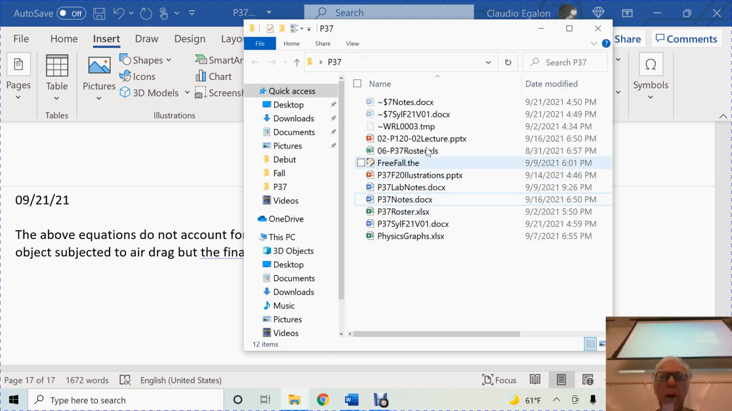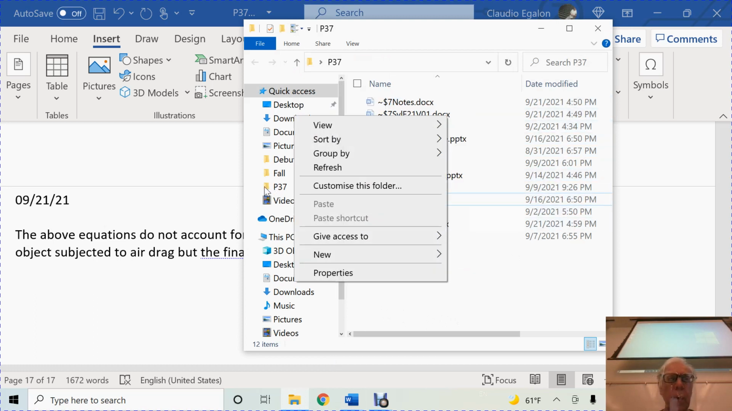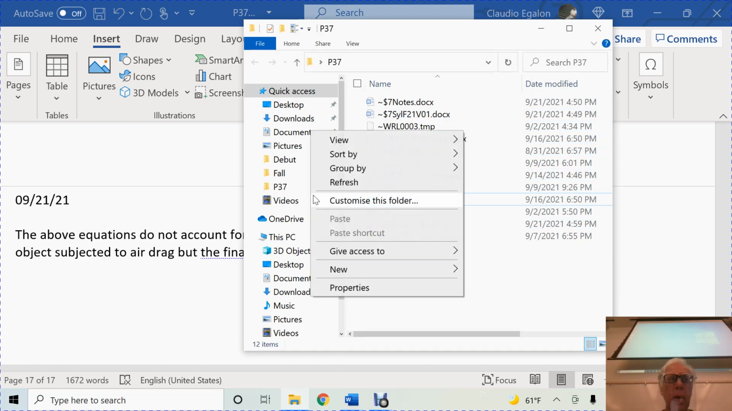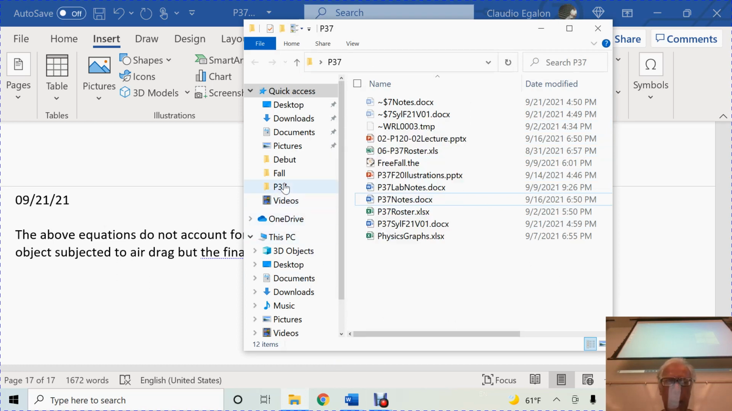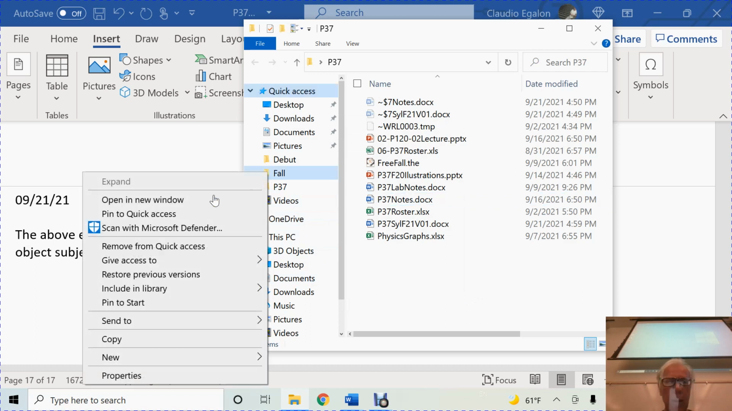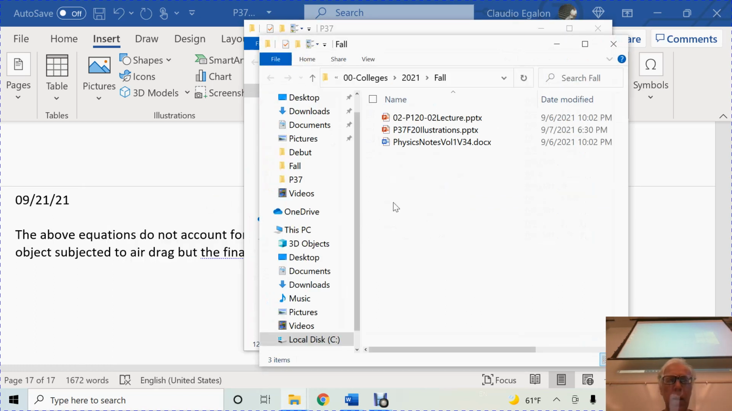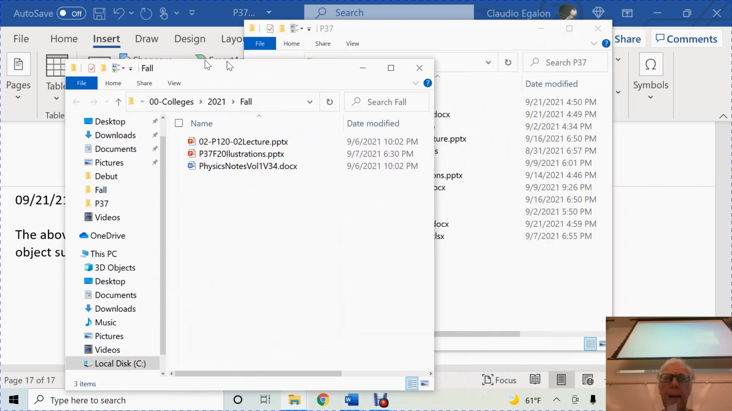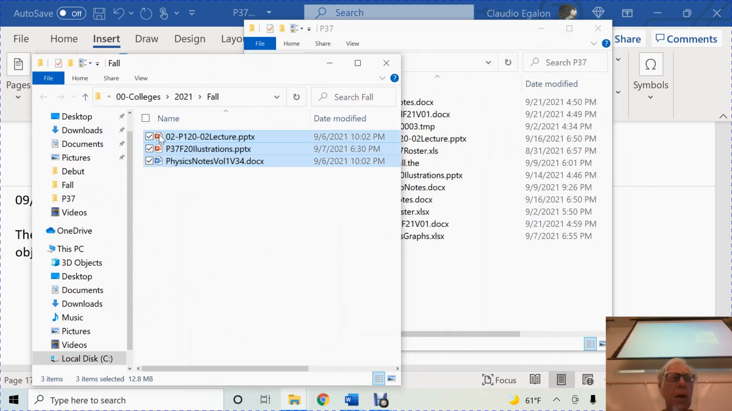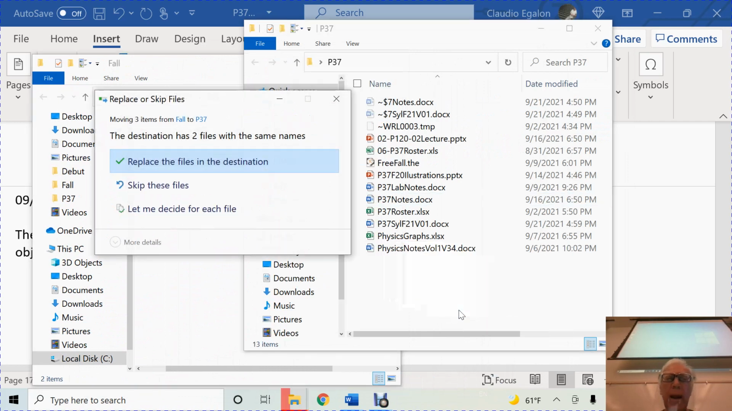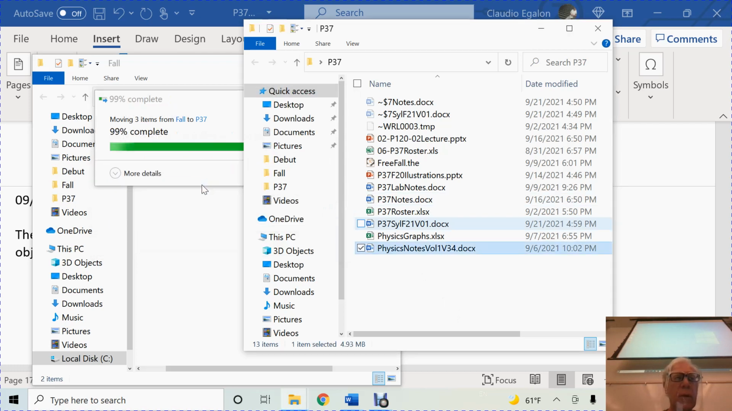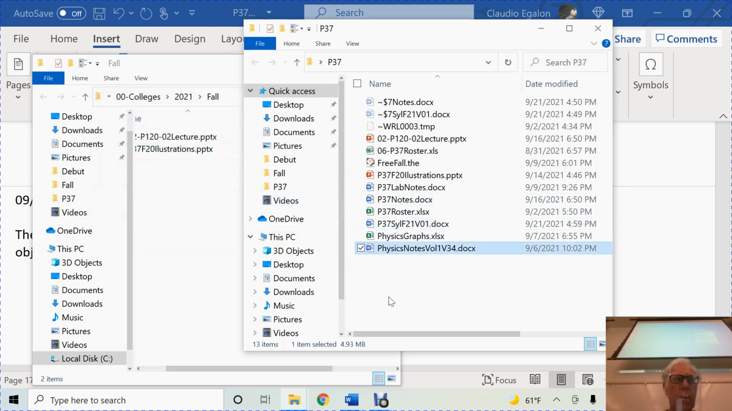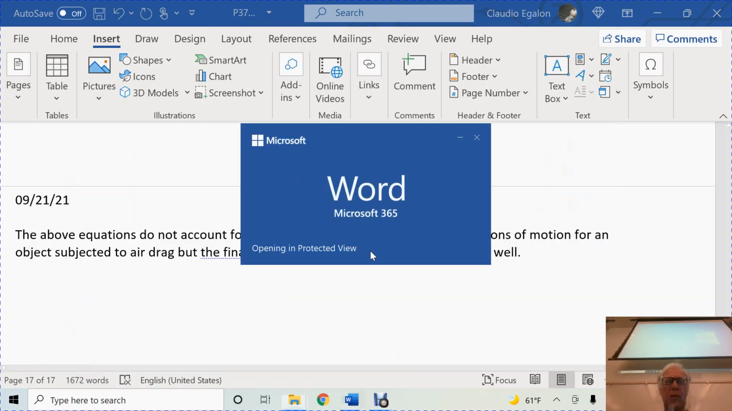So let's see. I want to get this guy here. All those 3, I'm gonna drag right in here. Replace file destination. Okay, I want this one right in here. Here you go, my notes.